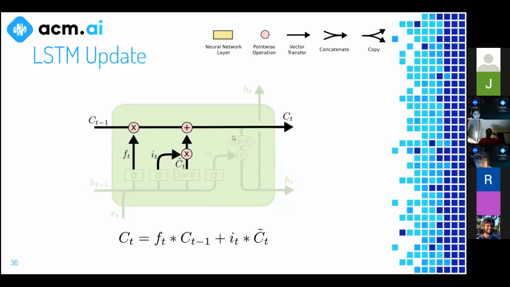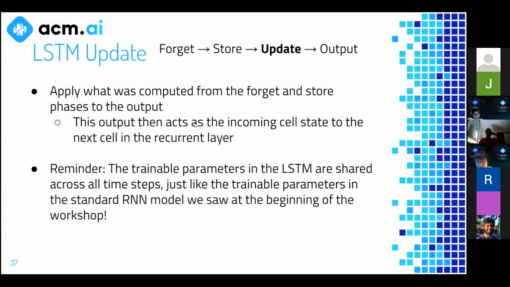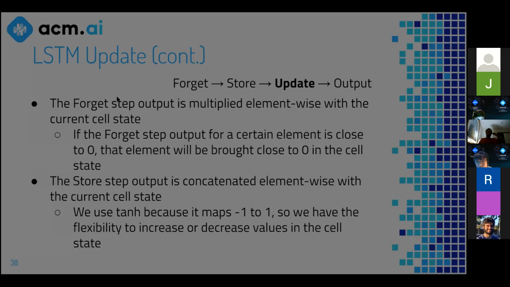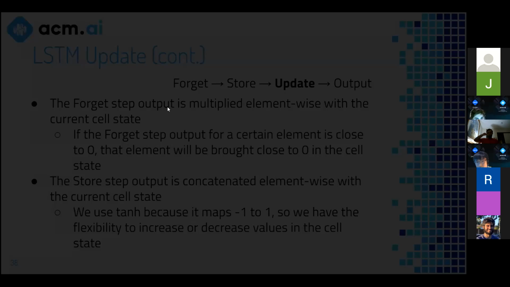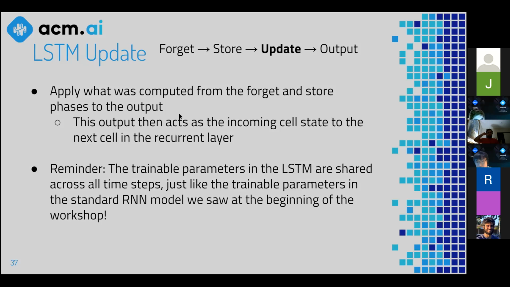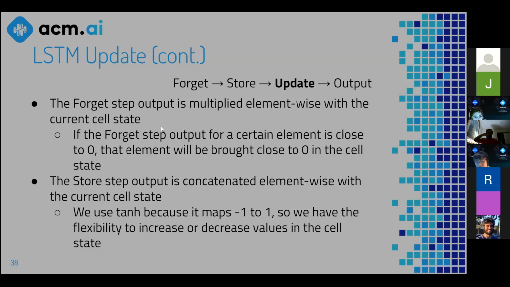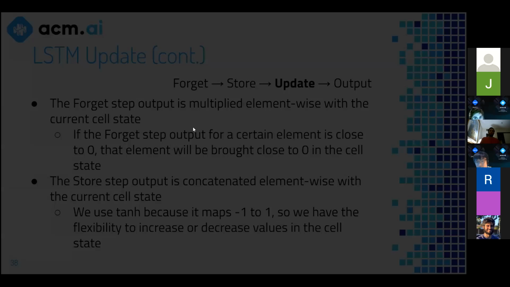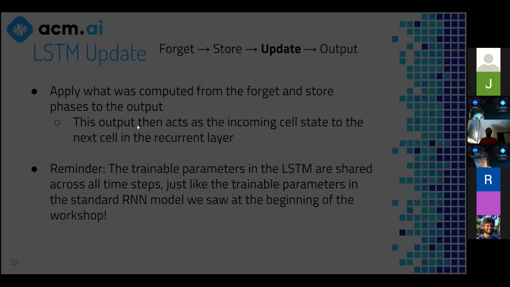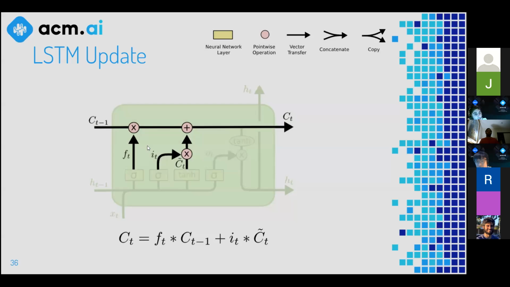Okay, now update. We already talked about this. Update is just when you actually multiply them into the cell state. So you've got this value; for this one you multiply it into the cell state, and for this one you add it. That's all the update is saying.